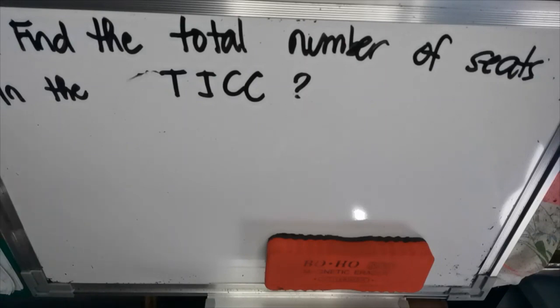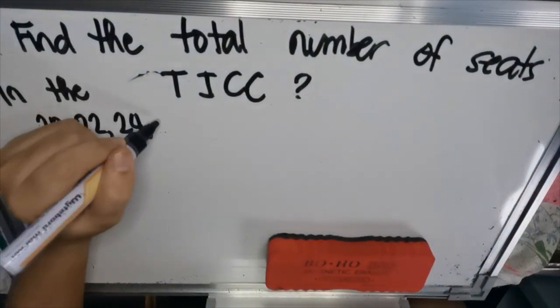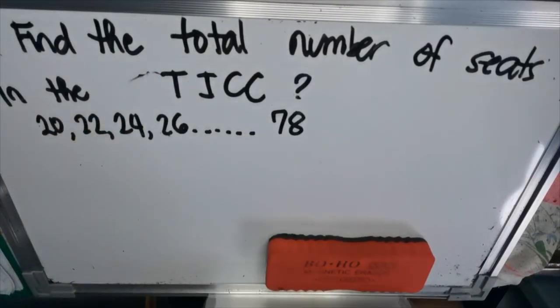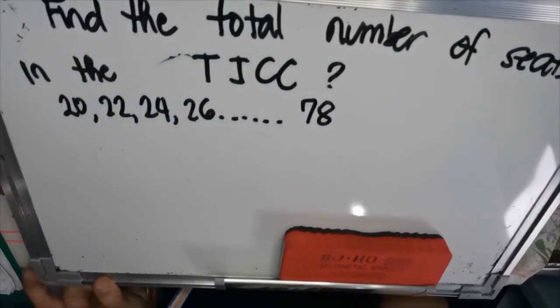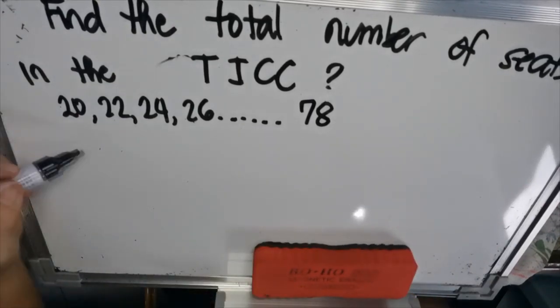So, magiging hassle yun kapag sinulat nyo lahat yung 30 na upuan. Okay? 26, so on hanggang 78. Eh, ilan daw lahat-lahat ang upuan dyan sa Tagaytay International Convention Center? So, in this case, i-apply naman natin yung arithmetic series.